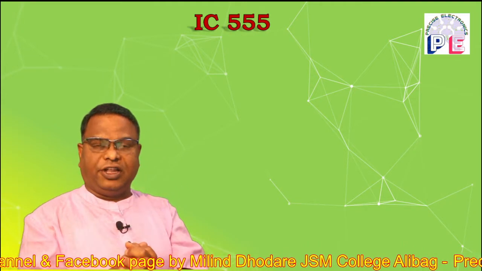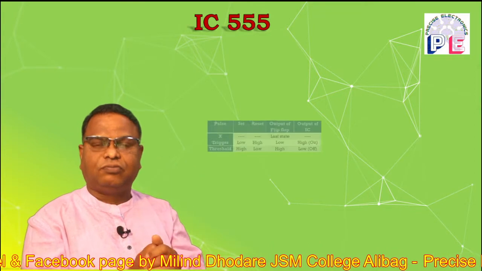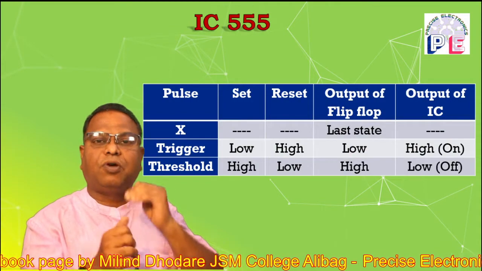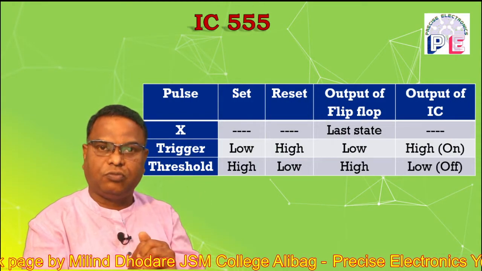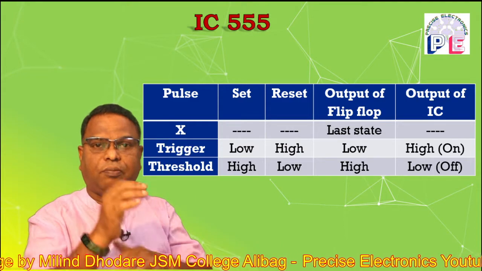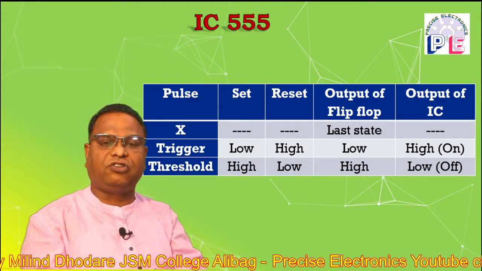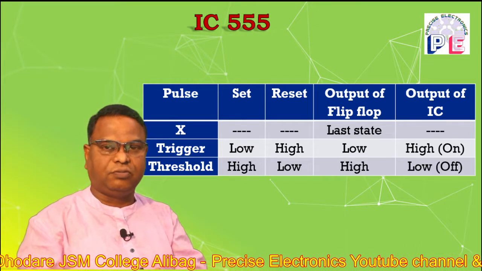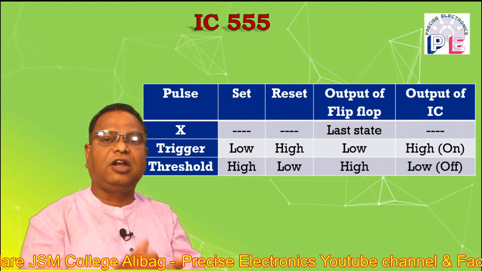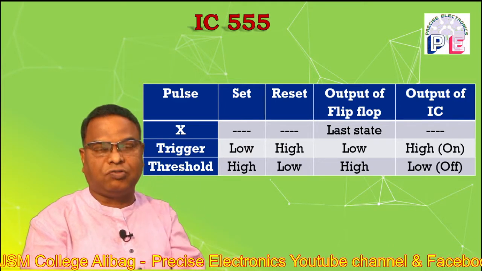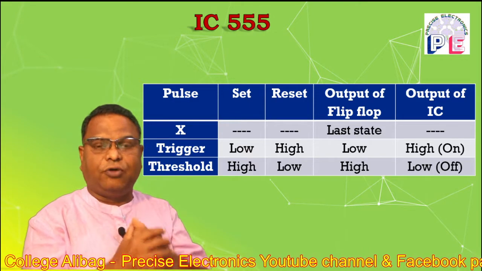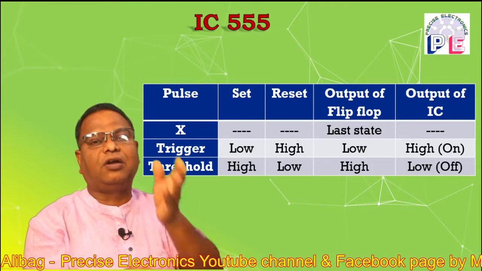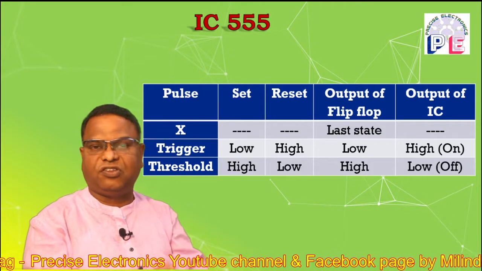To avoid false triggering, this pin number 4 is mostly connected to the plus VCC. Because of this plus VCC, which is connected to the base of the reset transistor, this reset transistor is in off condition. It does not conduct and it will not apply a clear pulse to the flip-flop. When this pin is grounded or when a negative pulse is applied, only then does this transistor conduct and provide a pulse to the flip-flop, and the flip-flop changes its state.